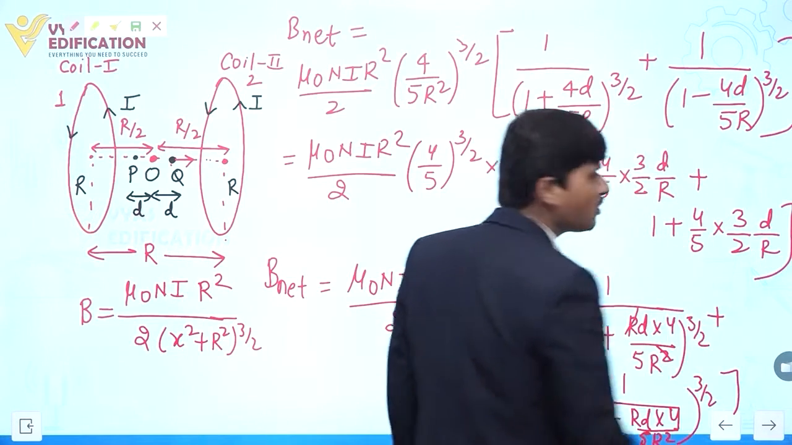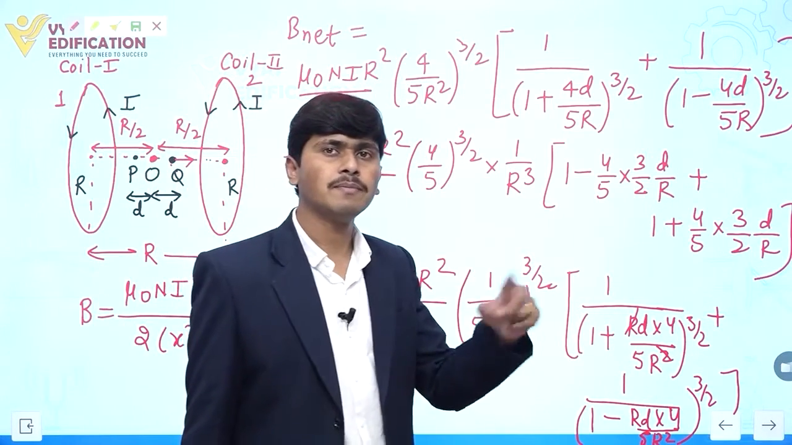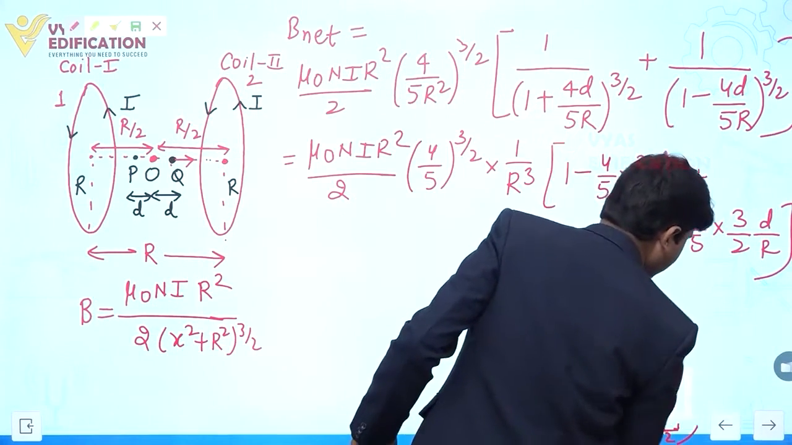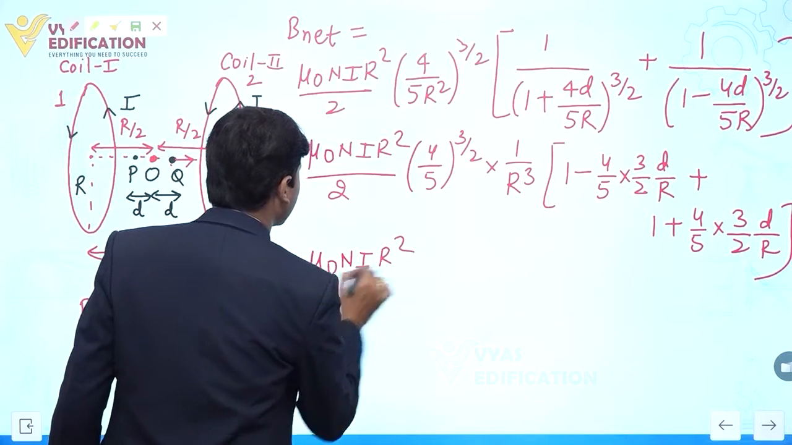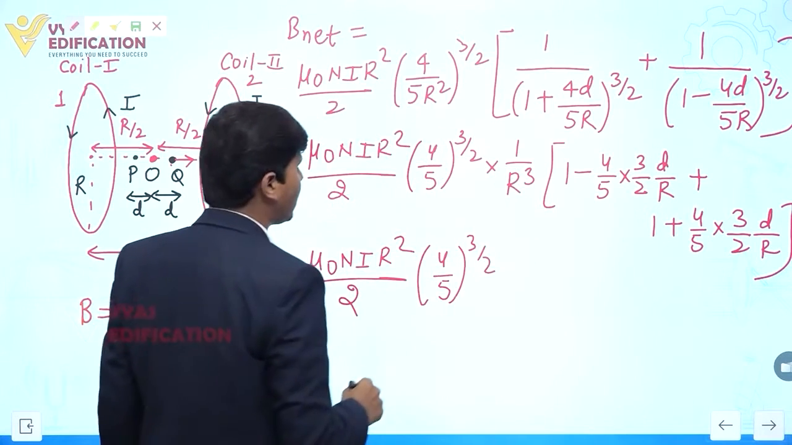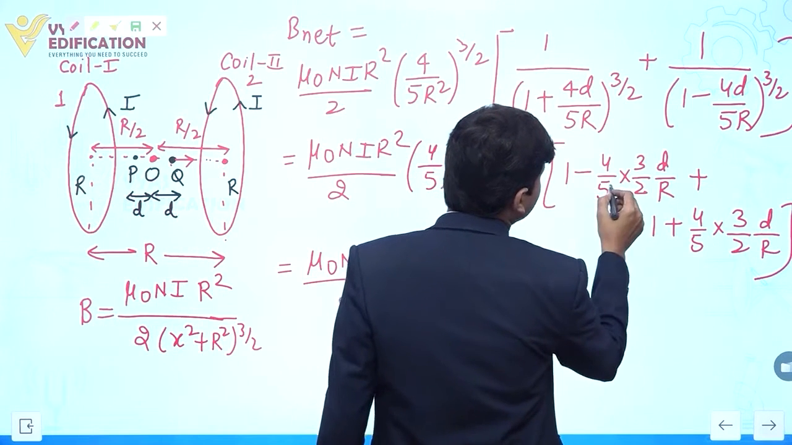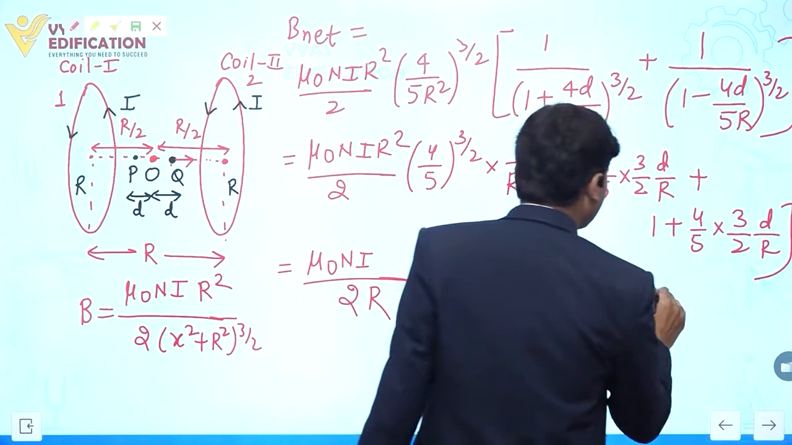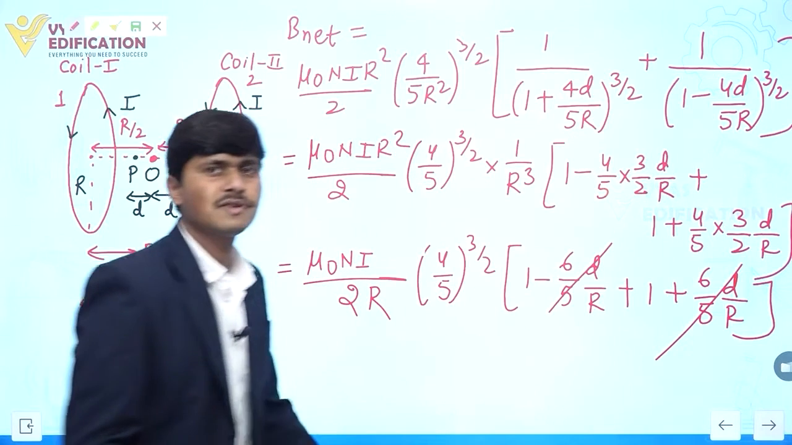Actually we know that 1 plus or minus x to the power minus n, clear, when x is very much less than 1, is approximately equal to 1 plus or minus nx. Clear? So now we can write the value of B net: mu naught Ni R square divided by 2. Clear? Here we have 4 by 5 power 3 by 2. Actually here we have R cube, so this is equal to 2R. Clear? Now from here you can see 1 minus 6 by 5 D by R. Clear? Then plus 6 by 5 D by R. Clear?